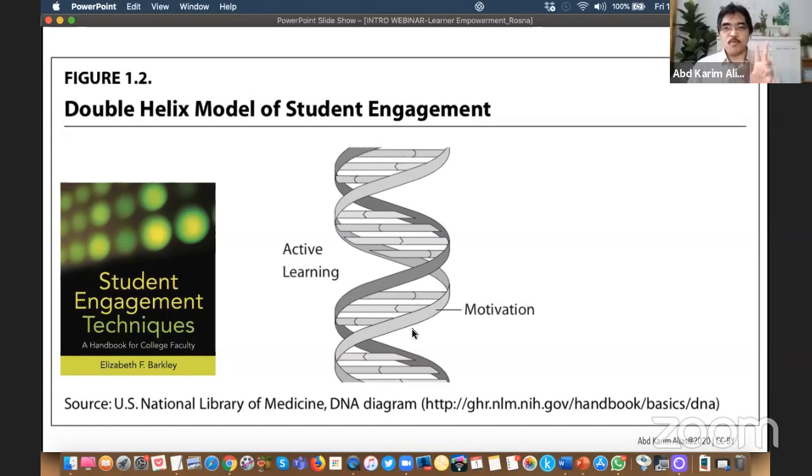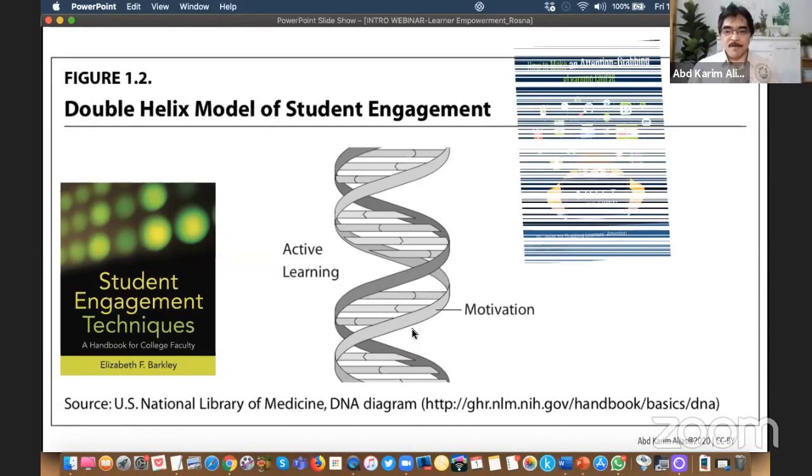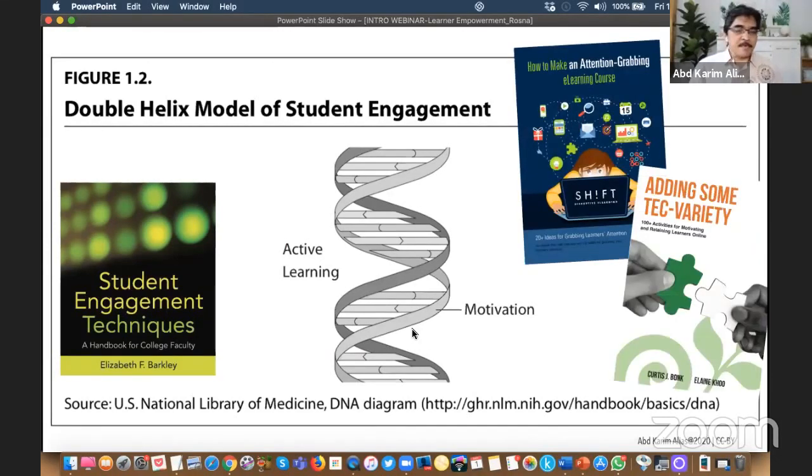I want to share 2 free books, very good ones, which you can download as PDF from the website. One is how to make an attention-grabbing e-learning course or online course. This is a wonderful small pocket book. In this book, you will find 20 plus ideas for grabbing learners' attention. Download this book. It has wonderful techniques that you can use to design your learning activities.